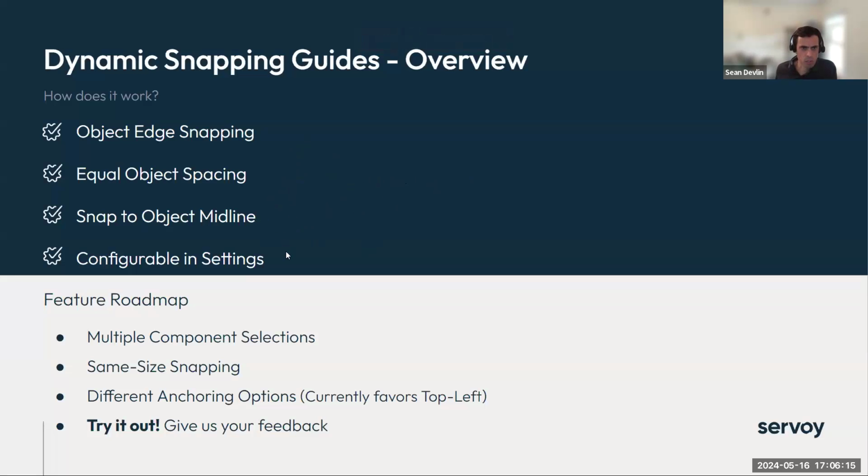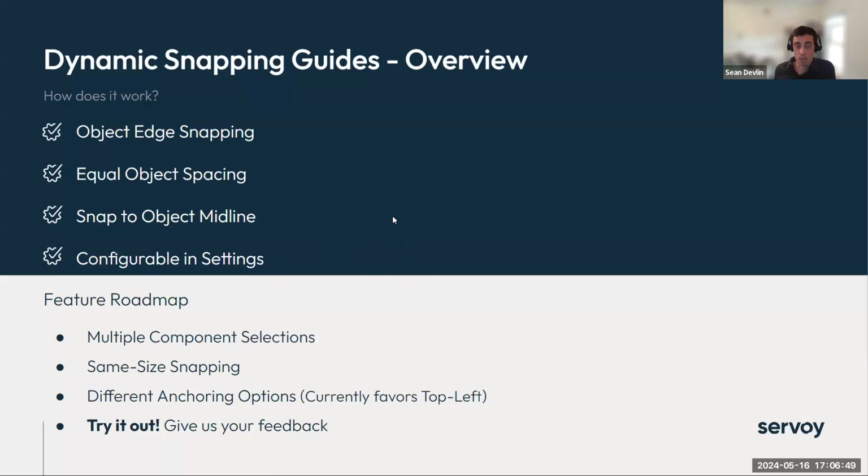I didn't show where you can configure this in settings. If you go to the Servoy form editor settings, you can tweak the snapping tolerance. So if you find that it's a little too snappy, you can make the pixel tolerance smaller. It also helps if you get a crowded form with lots of components. You want it to be a bit more sensitive, so you can turn that a bit smaller. Again, we're just starting with this one in the feature roadmap for the form editor.